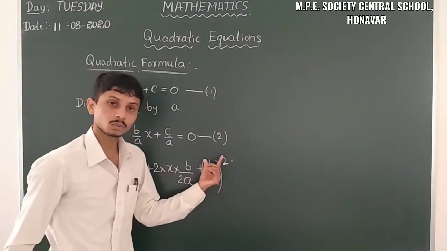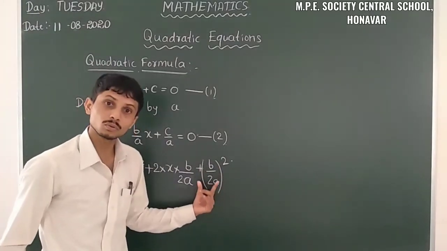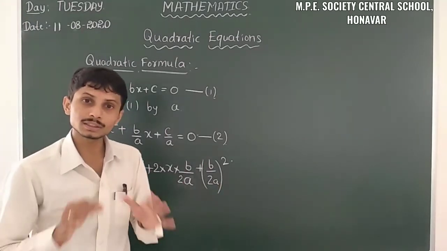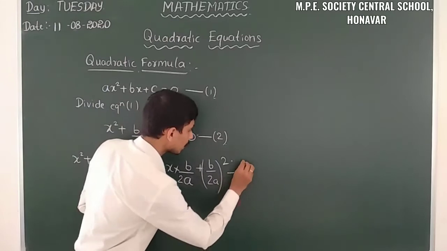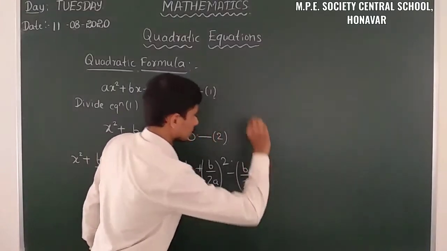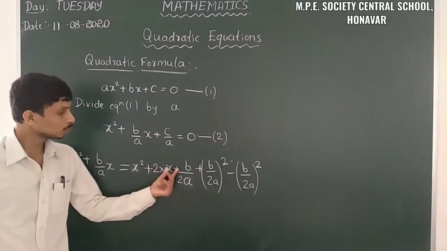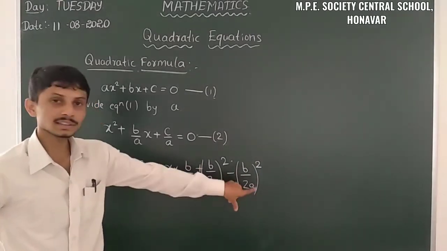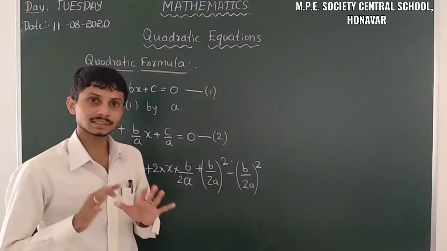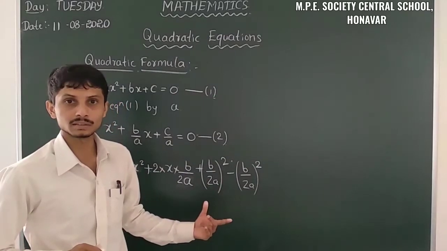Then we have to balance the equation because we have inserted a new term here. If we don't want to disturb that equation, we have to subtract b by 2a whole square. So here we got x square plus 2ab plus b square minus b square. That means we have to balance the equation. When you have further doubts, we have to clarify here only.